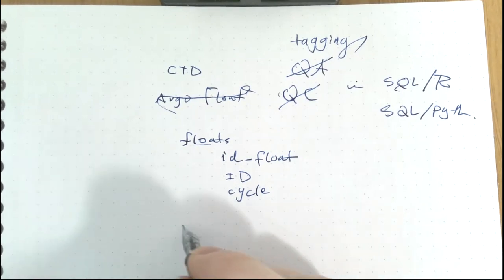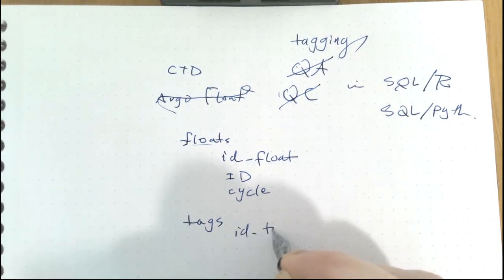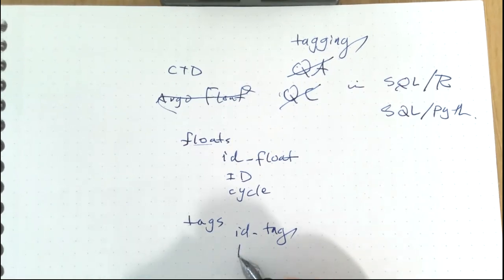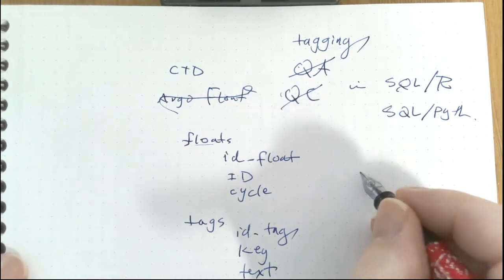Okay, so that's fine. And then I'll maybe make something called tags, and it will have an ID for the tag. And again, that'll be auto-generated. And then it will have some key value, which I guess would be an integer, and some text. Okay, so the text could be things like good and bad, and the ID could be 1 and 2 and things like that.